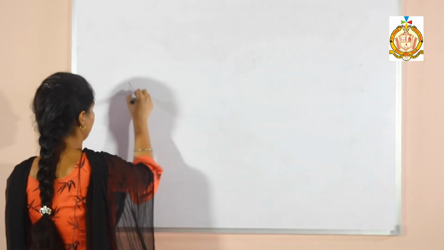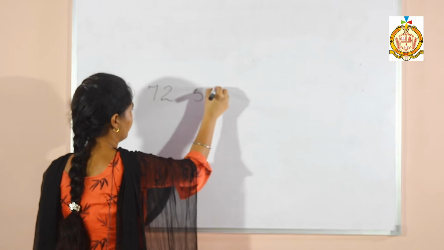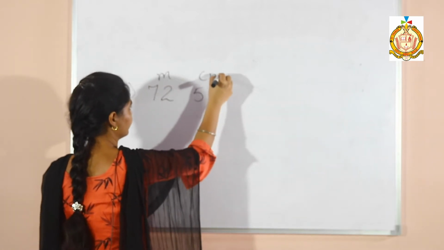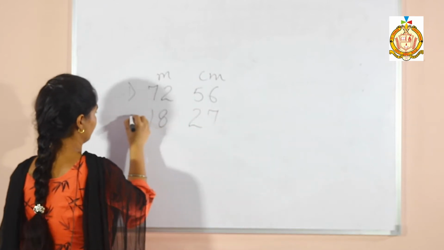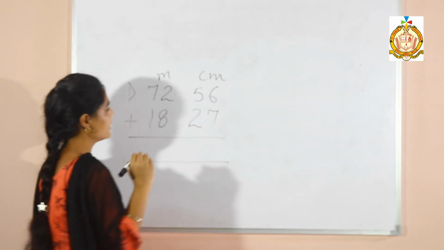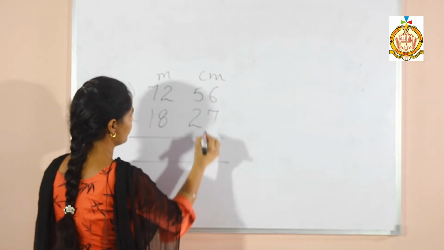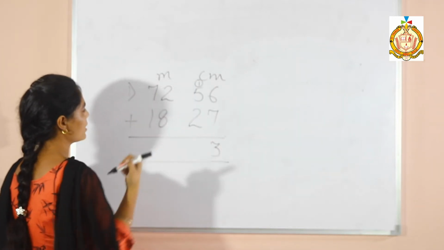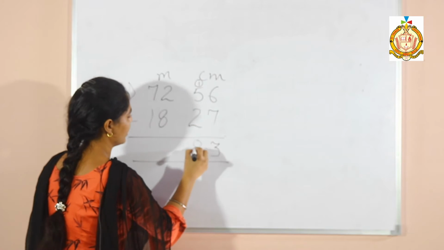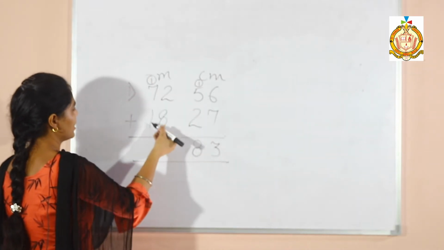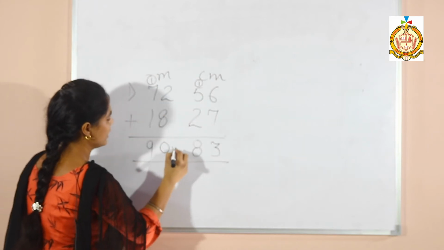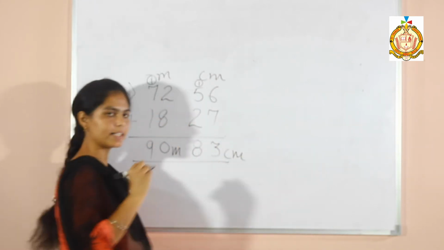So in our next exercise we have to add meters and centimeters. Our first example is: 7 plus 6, 13, 3 and 1 carry. 5 plus 2, 7, plus 1, 8. 8 plus 2, 10, 1 carry. 7 plus 1, 8, plus 1, 9. Means 90 meter, 83 centimeters.